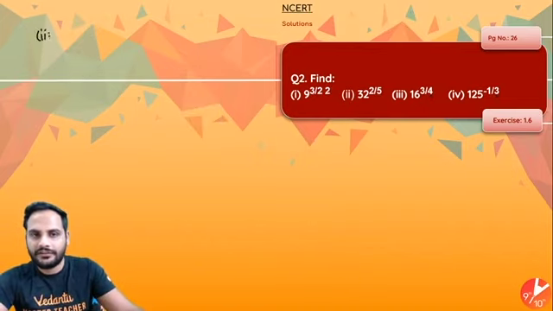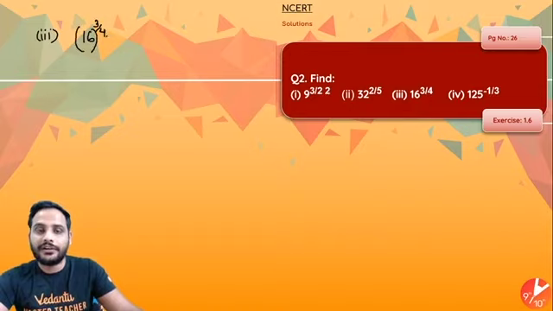Got it? Then the third one, you have 16 raised to the power 3 by 4. Again, focus on the denominator. The denominator is 4, so I need to write 16 as something to the power 4. How do we do it?